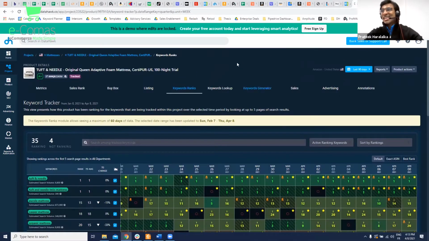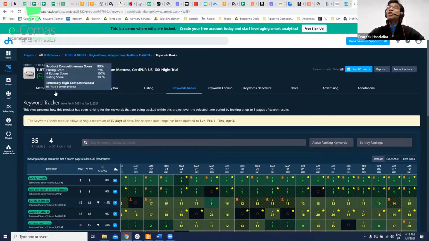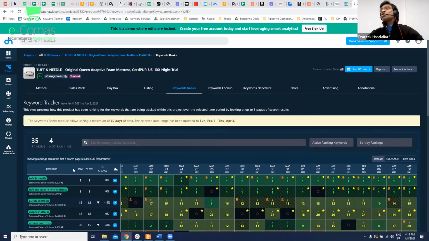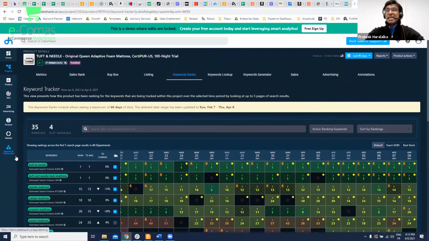Okay, so essentially what you're looking at right now is the keyword rank tracker on DataHawk. I'm tracking this one product. Imagine this is your product, Tuft and Needle queen size mattress. What you want to see is how this product is ranking on Amazon for the most relevant keywords. You can see here how this product is ranking for these keywords, right?